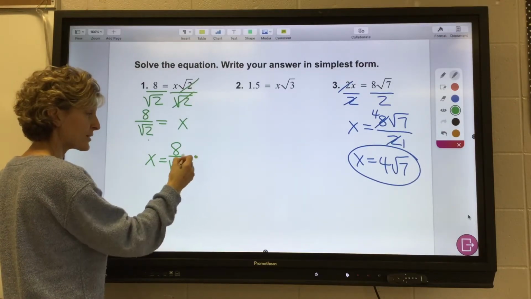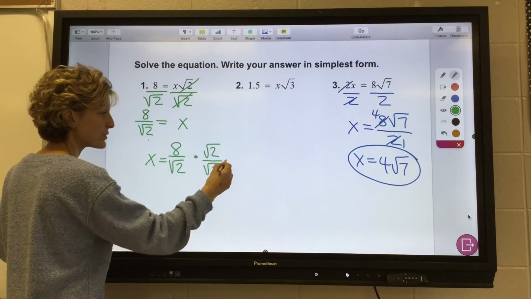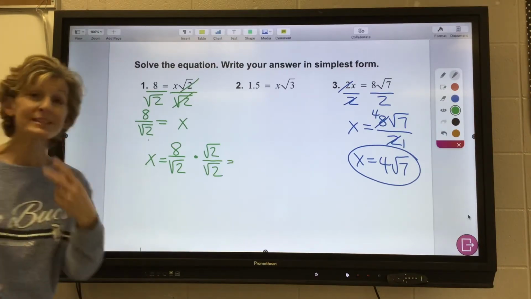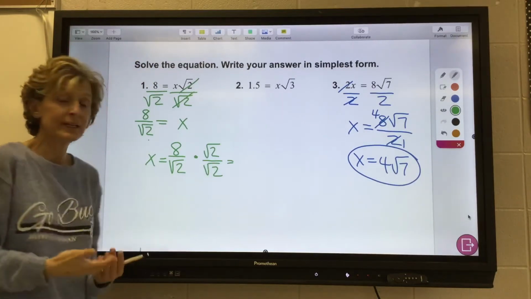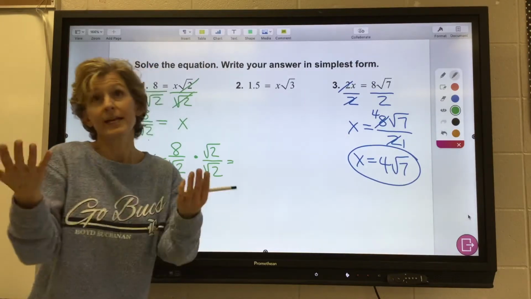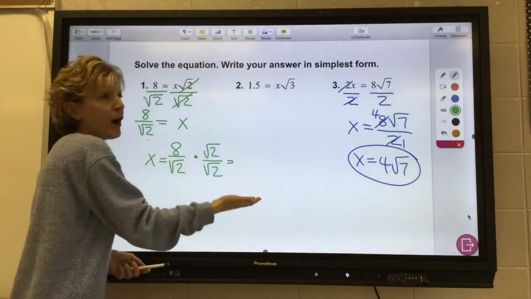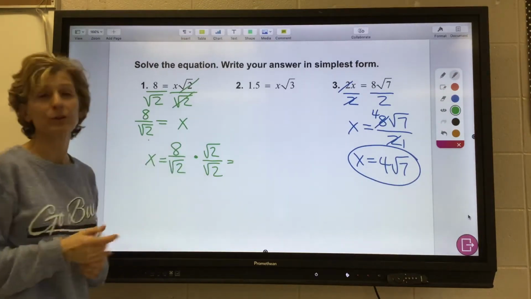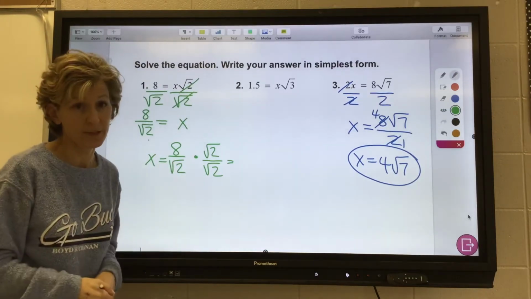I'm going to multiply this whole thing by square root of 2 over the square root of 2. Okay, there's 2 reasons I can do that. First of all, any number over itself equals 1. Think about it. 6 over 6 equals 1. 10 over 10 equals 1. So I'm just multiplying this by 1, so I'm not changing the value. I'm just using that to get the radical out of the denominator.